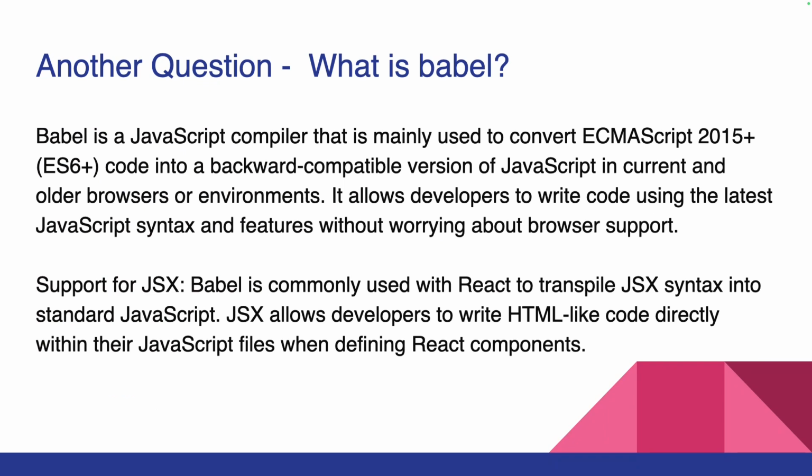Then the next question: what is Babel? Babel is a JavaScript compiler mainly used to convert modern code into a backward compatible version of JavaScript, for current and older versions. Write code using the latest JavaScript syntax and features without worrying about browser support. Support for JSX: Babel is commonly used with React to transpile JSX syntax into standard JavaScript. JSX allows developers to write HTML-like code within JavaScript files. That's an advantage of JSX.